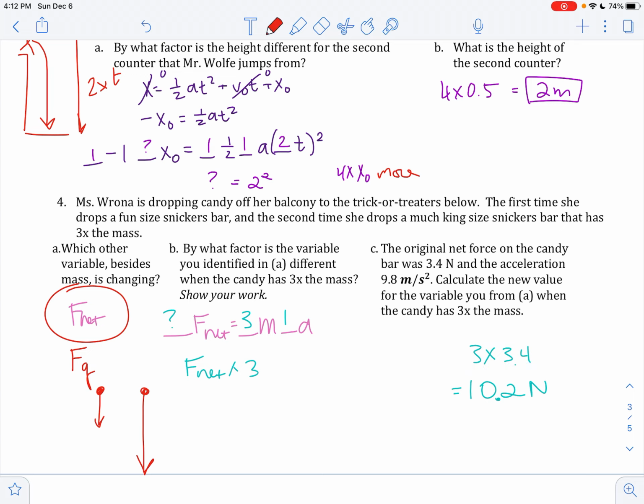You could also say FG is changing, and you could do this equation here. This would be fine. And you'd say, well, 3 times the mass, the gravitational field strength is the same. So question mark equals 3. So FG is 3 times more. You knew that the net force was 3.4. The force of gravity is 3.4. So you get the same answer in the end. Either one of those is fine if you thought about that in a different way.